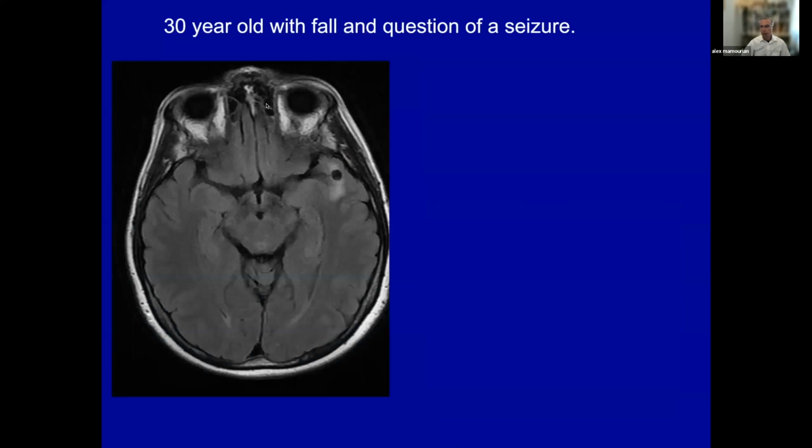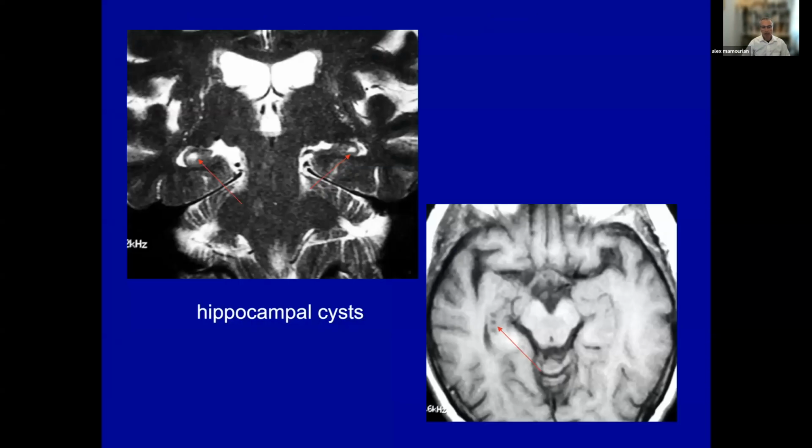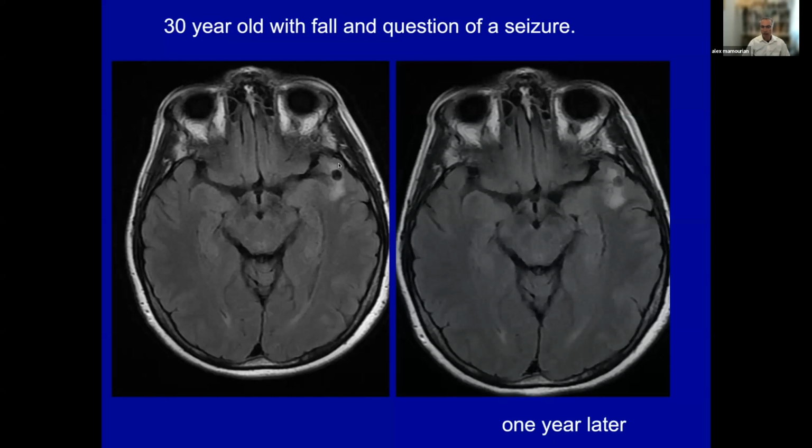Now, this is an important case. I want you to pay attention to this. This was a 30-year-old who had a fall, had a CT scan where they found a cystic structure, and went on to have an MR scan. And here on the MR, you see this space which suppresses completely on the FLAIR imaging, but has some surrounding T2 prolongation. Now, this scan was done at the time of presentation. This is 1 year later. Now, the reason that we were following the patient is that the clinicians suspected this was a cystic brain tumor.